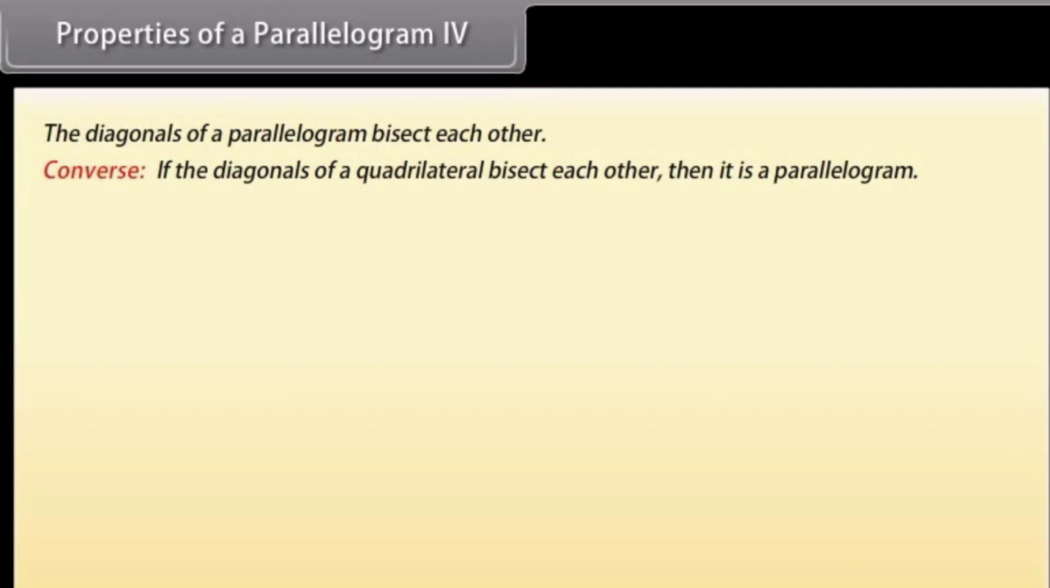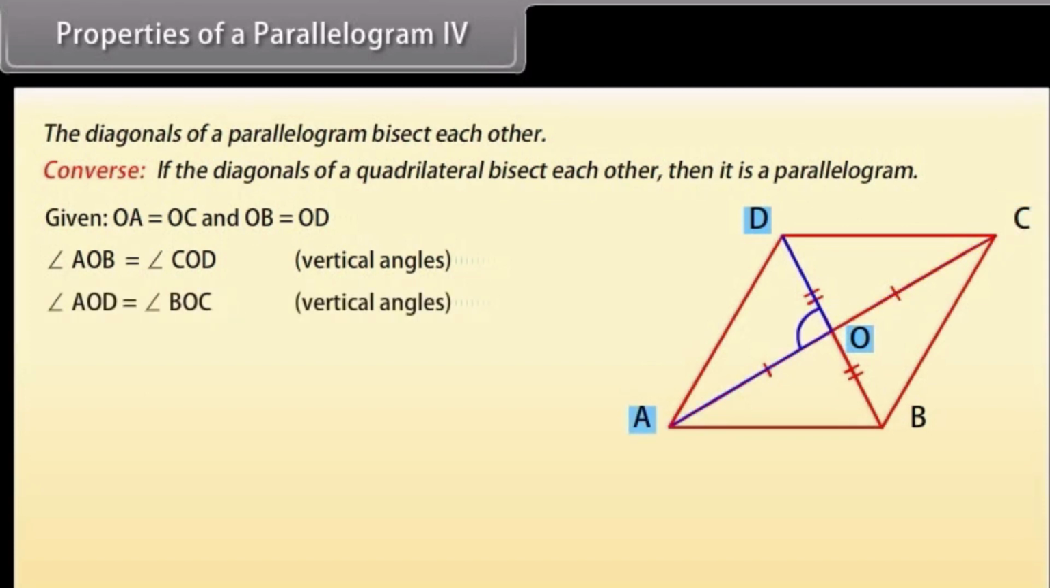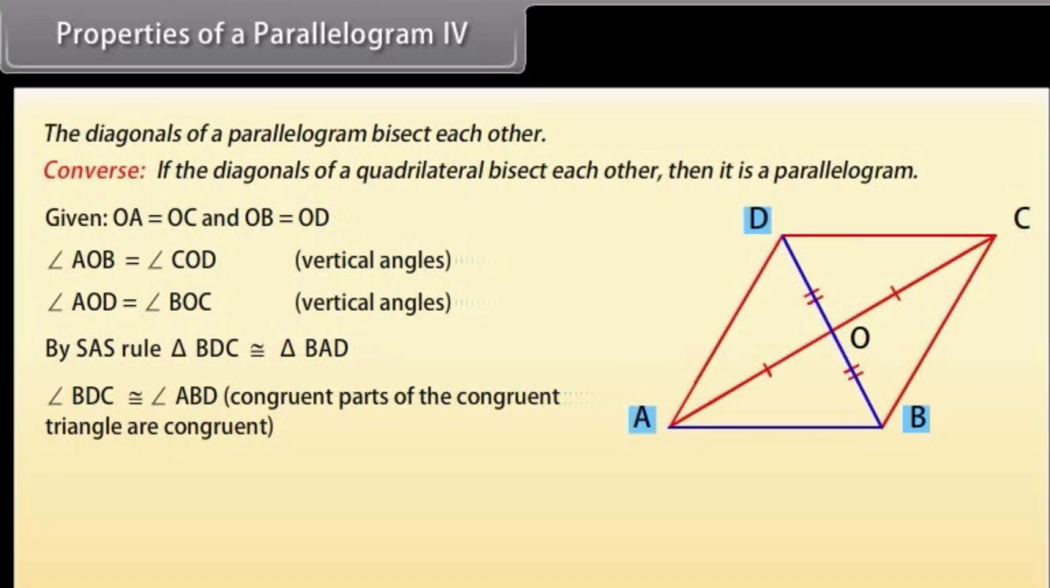Let us prove it. It is given that OA is equal to OC and OB is equal to OD. Angle AOB is equal to angle COD because these are vertical angles. Similarly, angle AOD is equal to angle BOC. So, by SAS rule, triangle BDC is congruent to triangle BAD. Therefore, angle BDC is congruent to angle ABD, congruent parts of congruent triangles are congruent.